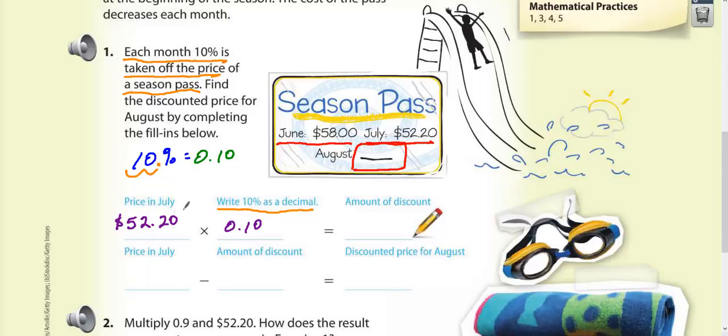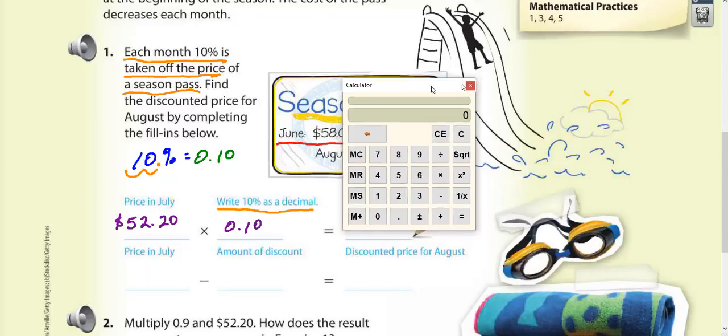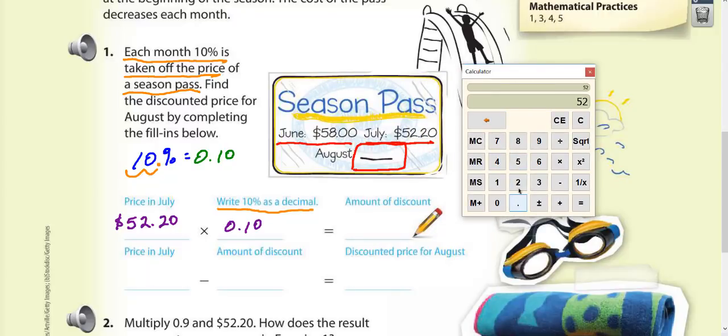So 52.20 times the 10%. Let's grab our calculator and let's do 52.20 times 10% as a decimal, 0.1, is $5.22. So we know that the discount is $5.22. Now that's not the amount we pay. That's the amount we save. So when you see a discount, think of it being the amount you save.